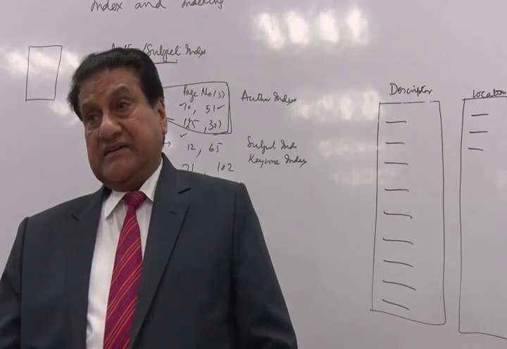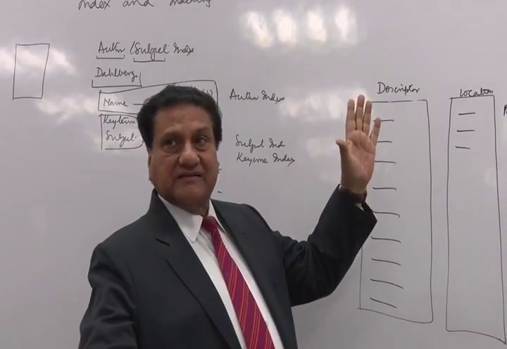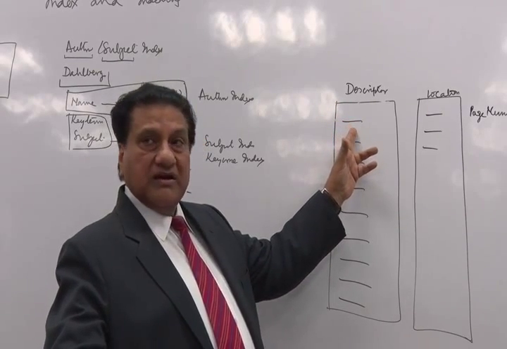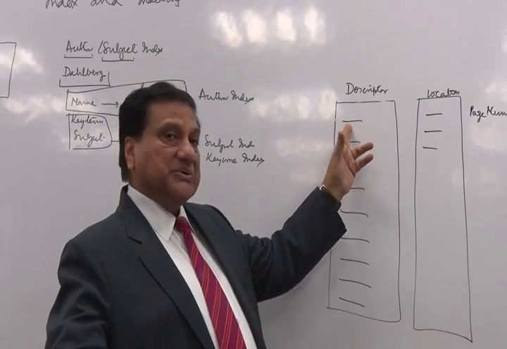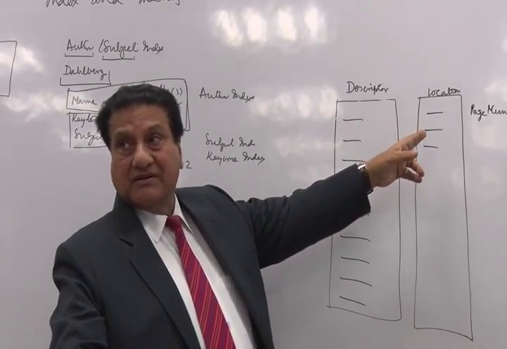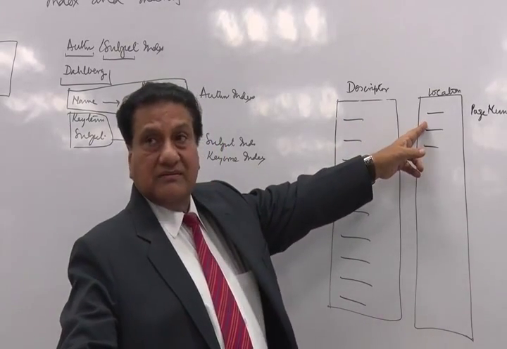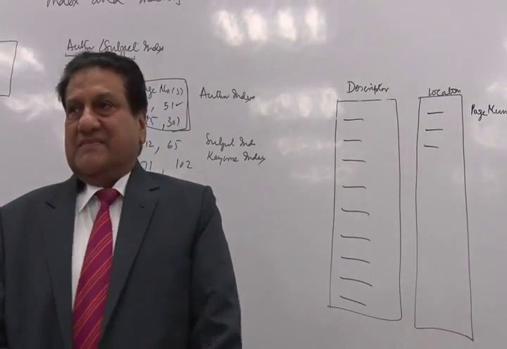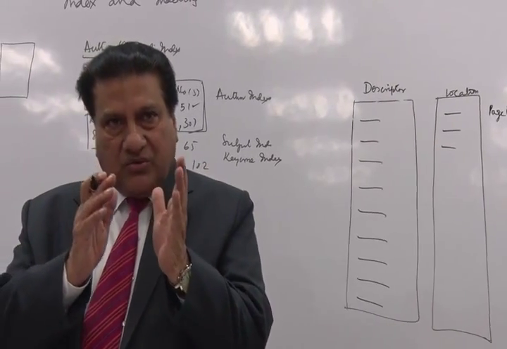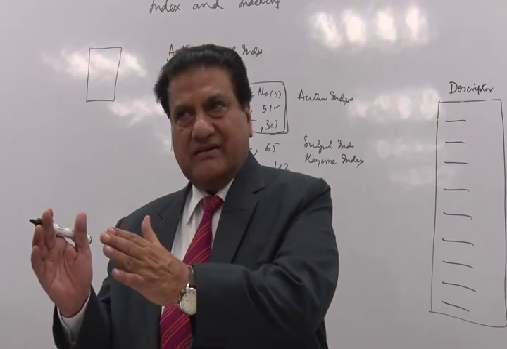Second thing is that any index refers from a known item. This was known to you, but where it was located was not known to you. So it takes you from a known item to an unknown location. It takes you from a known access point to the unknown location where that information is located.